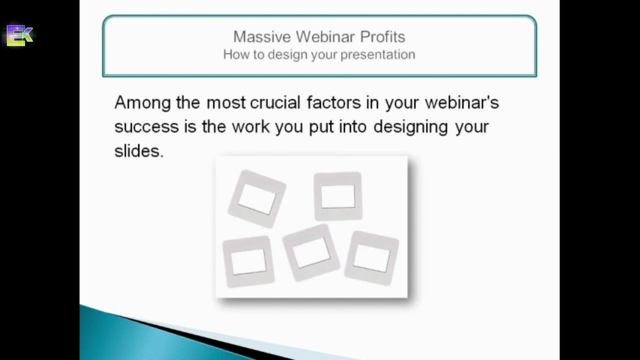Among the most crucial factors in your webinar success is the work you put into designing your slides. This is crucial in any presentation, but particularly so with webinars. In an in-person presentation, you're the main visual for your target market, and your slides are simply visual aids. However, when it comes to a webinar, your slides aren't visual aids. They're the visuals. So put more work into them than you would with an in-person demonstration.